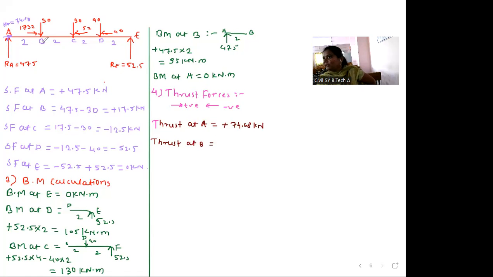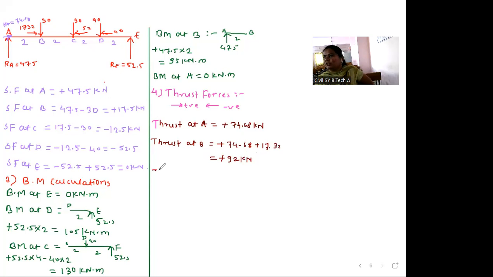Up in between A to B, there is no horizontal force. At B, only one horizontal force. So plus 74.68 plus 17.32, which is equal to plus 92 kilonewton.